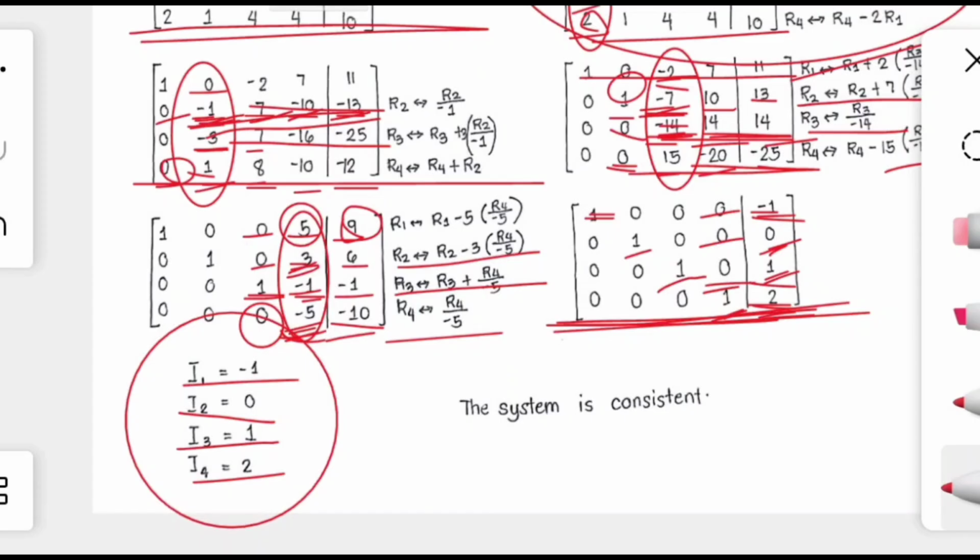Now notice that this has exactly one solution for each. So we have I sub 1 is equal to negative 1, I sub 2 is equal to 0, I sub 3 is equal to 1, and I sub 4 is equal to 2. So therefore, using the Gauss-Jordan elimination, we have found that the system has exactly one solution, and the solution of the system of linear equations is this. So therefore, the system is consistent.